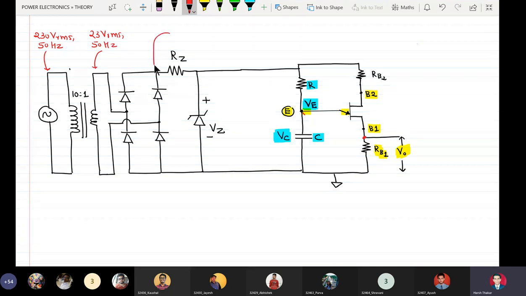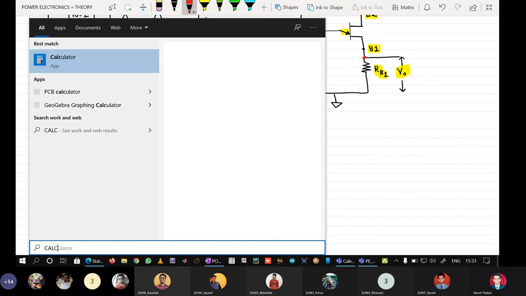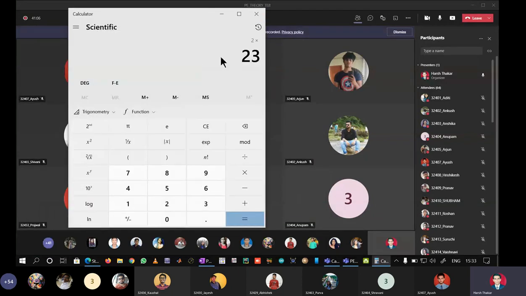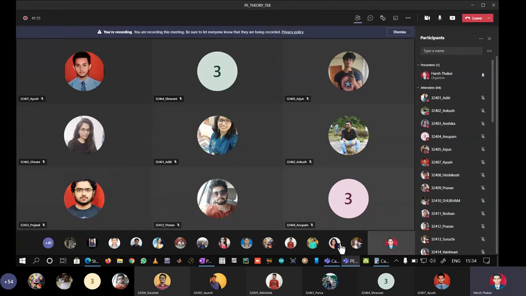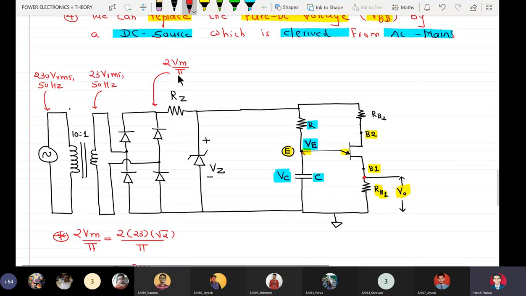What will be the voltage here? It is a bridge rectifier, so it will be 2 Vm by pi. 2 Vm by pi would be equal to 2 into 23 into root 2 on pi, which is 20.6, so 21 volts. So here 21 volts, right?